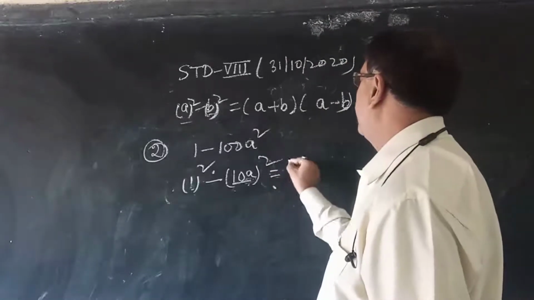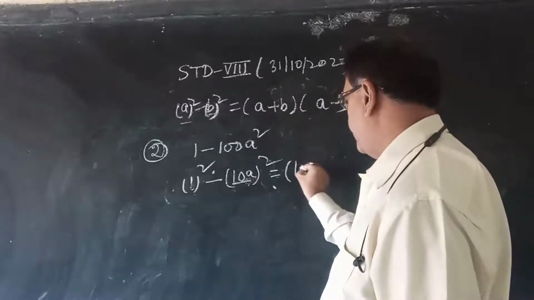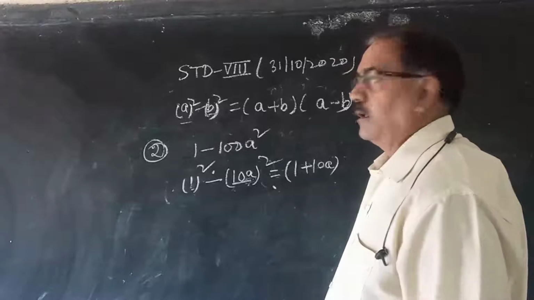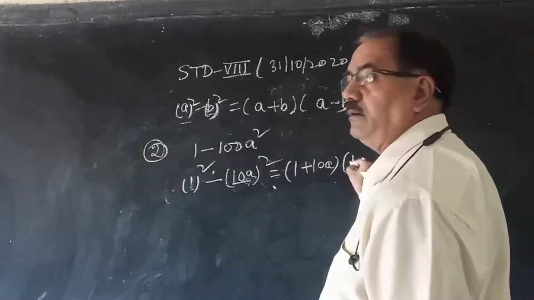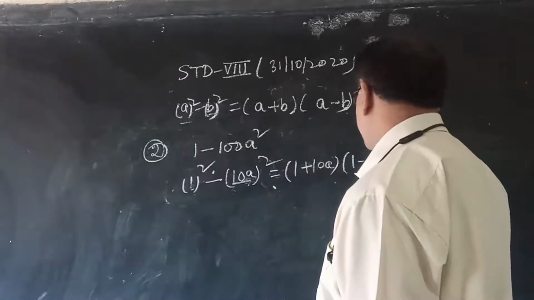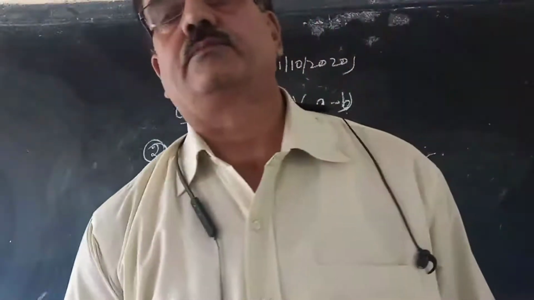So a plus b: in place of a there is 1, in place of b there is 10a, so 1 plus 10a. Again, second bracket a minus b: in place of a there is 1, minus, in place of b there is 10a. This is our answer.